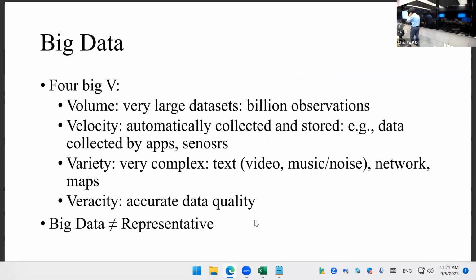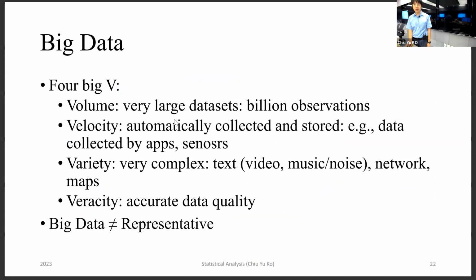Here we talk about big data. The textbook definition is 4V. Very large data set means many observations, and very complex means a lot of variables, many columns. You collect it automatically, very fast, and highly accurate. But do note that big data doesn't automatically imply it is representative, because there are a lot of variables that are not there.